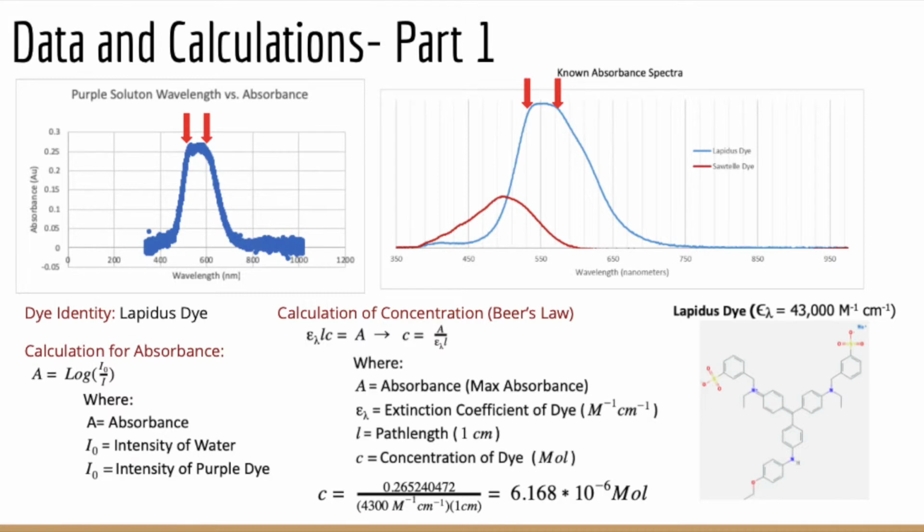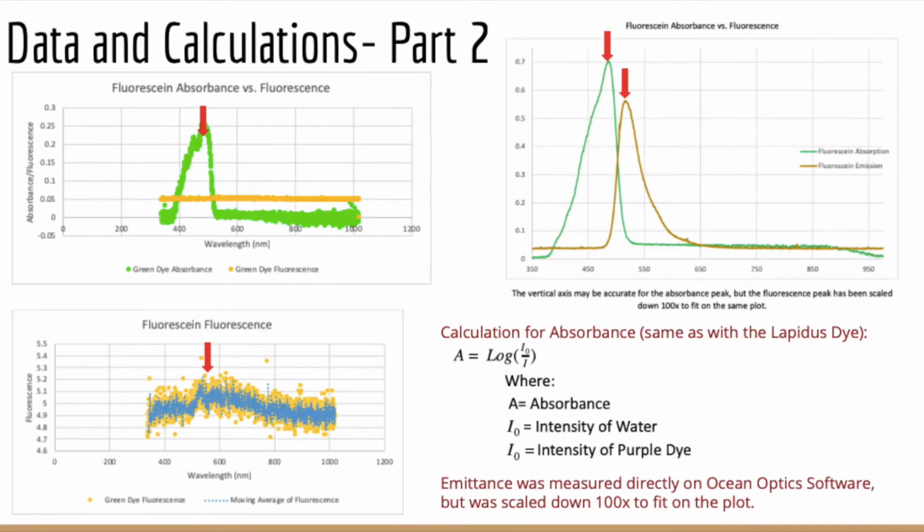We identified our solution as Lepidus dye. This is because the wavelengths match the range of 530 to 570 nanometers provided in the known absorbance spectra. Using Beer's law again, we determined that the concentration was a molarity of about 6.168 times 10 to the negative 6. And here we could see the data and calculations for part 2.